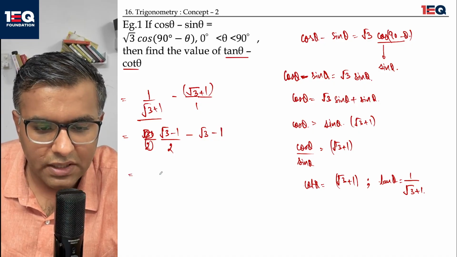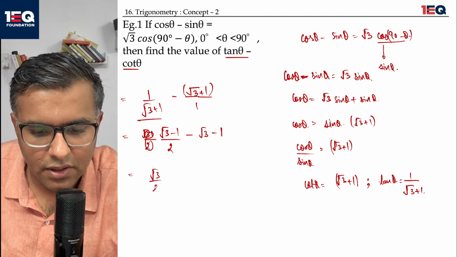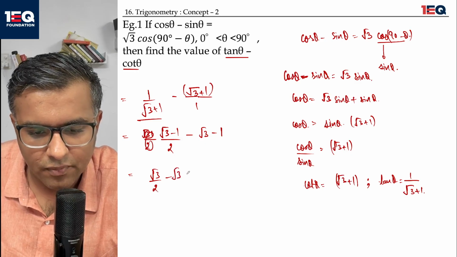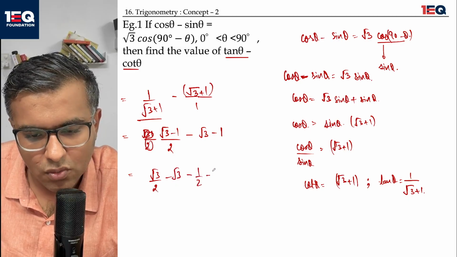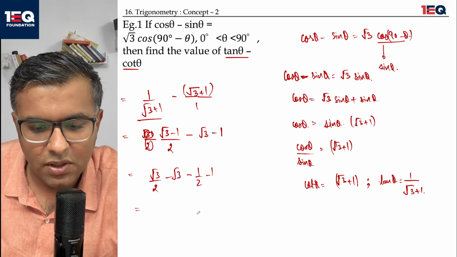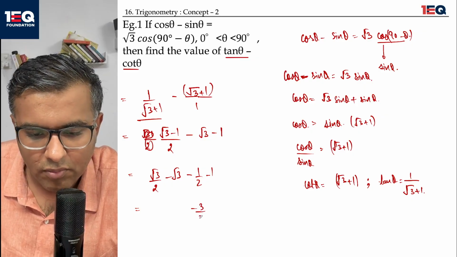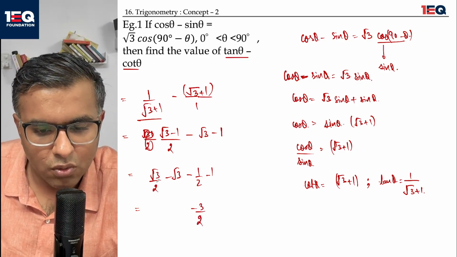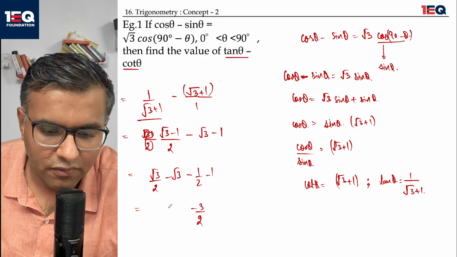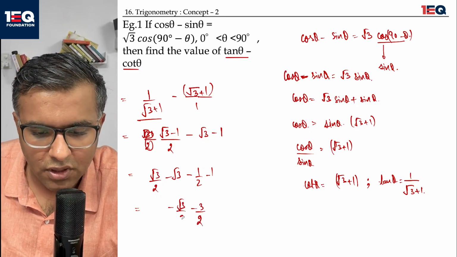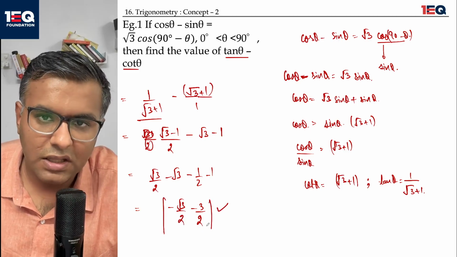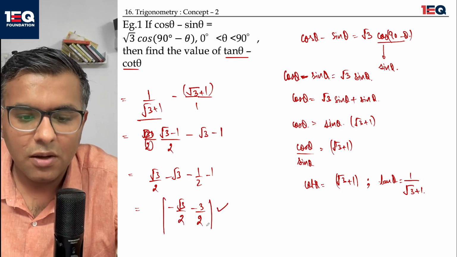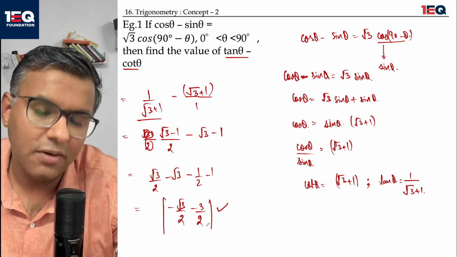So now I can say that this is root 3 by 2 minus root 3 and minus 1 by 2 minus 1. This minus 1 by 2 and minus 1 would make for minus 3 by 2, and root 3 by 2 minus root 3 would go for minus root 3 by 2. So this is the final answer that we're expecting out of it: minus root 3 by 2 minus 3 by 2.